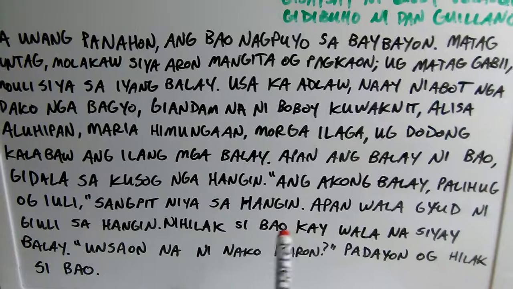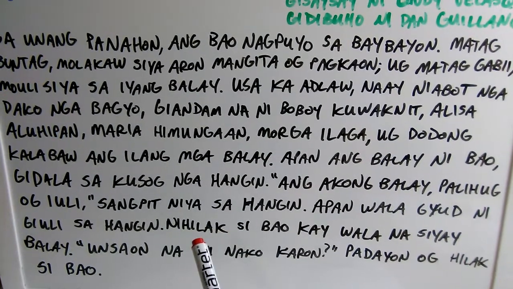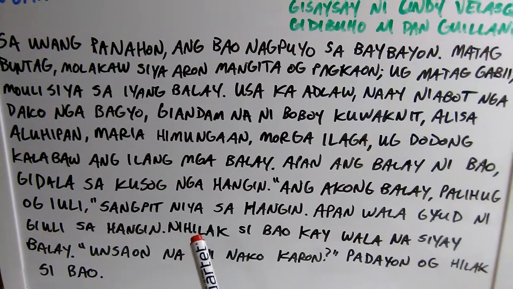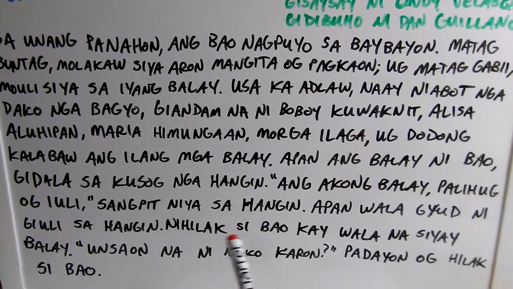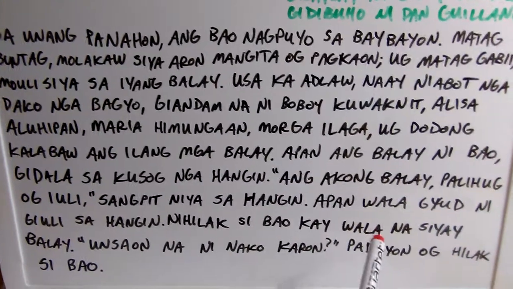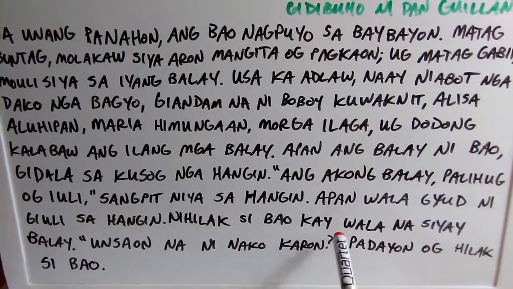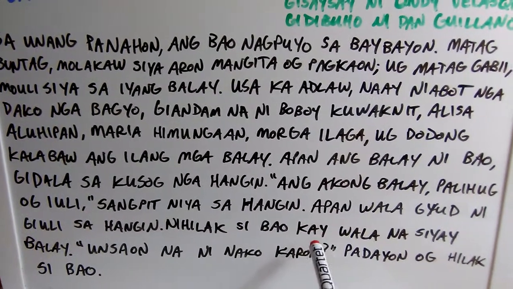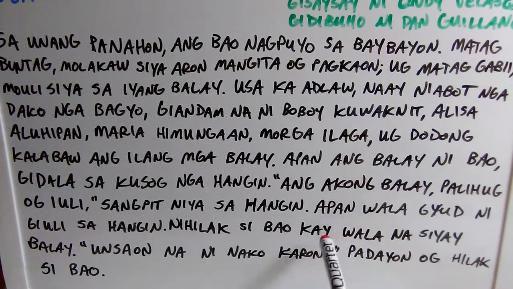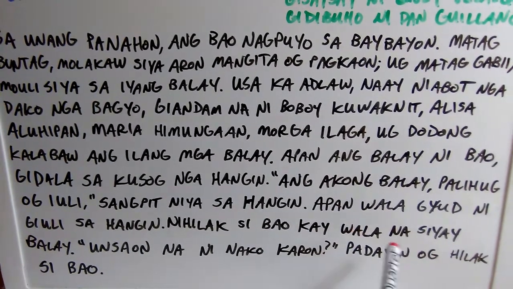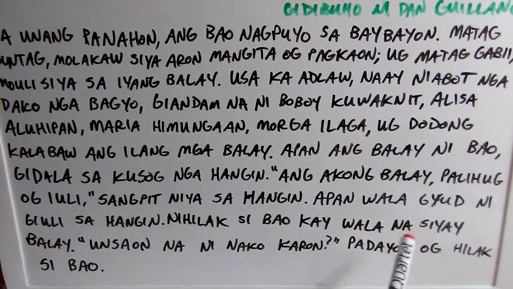Nihilak si Bao. So nihilak si Bao means Bao cried, right? Because this is already conjugated. Hilak means to cry. Nihilak si Bao kay wala na siya'y balay. Look at this construction. Nihilak si Bao, that's the first clause. Kay is because, and the second clause comes after because: wala na siya'y balay.